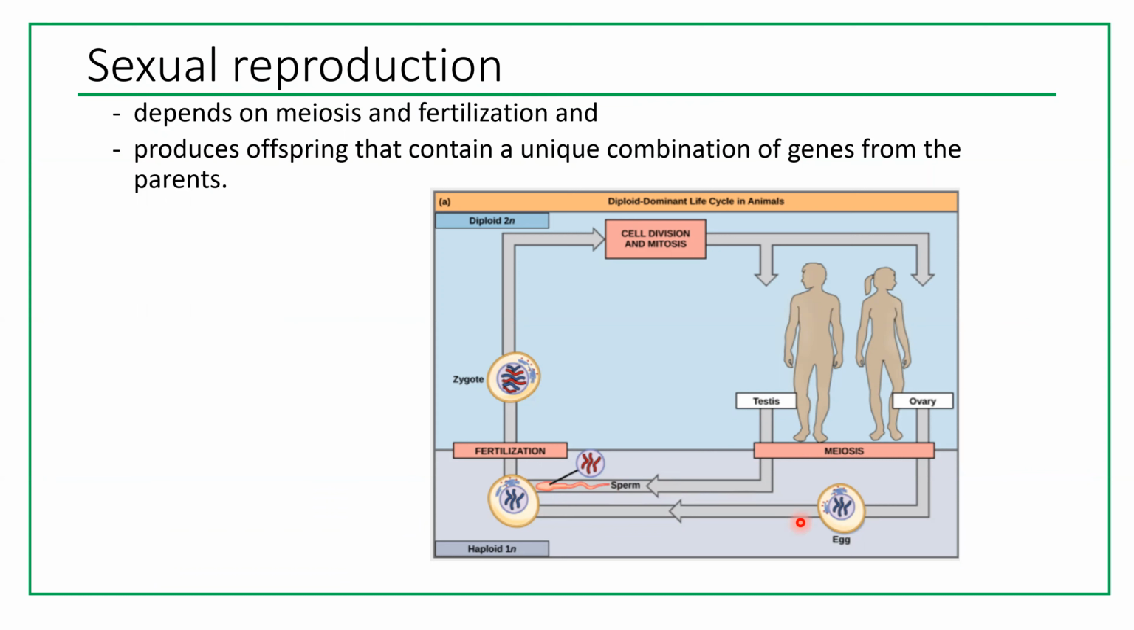So sperm and egg must have one copy of DNA, only 23 chromosomes, because humans have 23 pairs of 46 chromosomes. So now how do you go from 46 chromosomes to 23 chromosomes? And why do you need 23 chromosomes? First, you need 23 chromosomes in sperm and egg, because when sperm fertilizes an egg, we double the DNA. 23 plus 23 gives us 46 again.